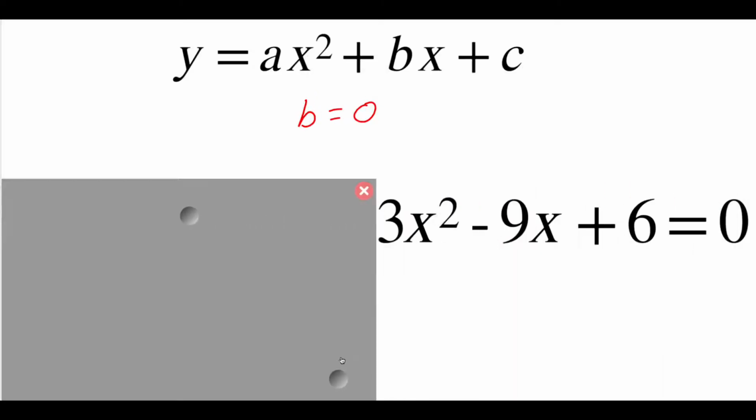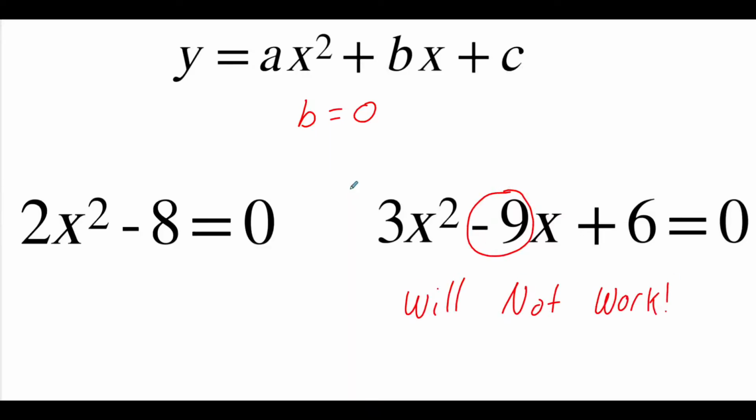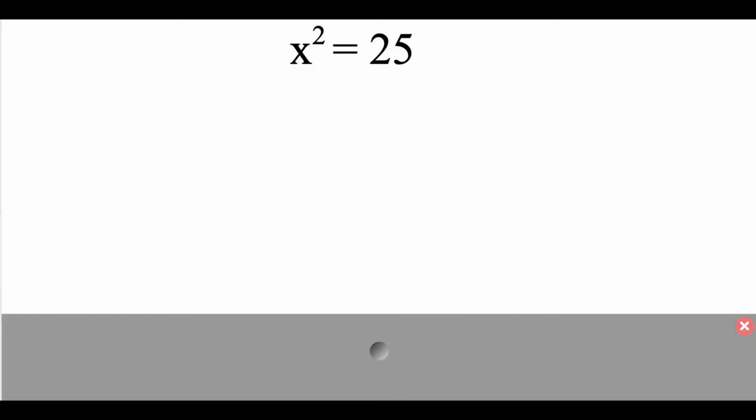So, if you've got an equation like 3x squared minus 9x plus 6 equals 0, this one won't work using the square root method because the b value isn't 0. But if you've got an equation like 2x squared minus 8 equals 0, notice there is no plain x in there, so the b value is 0, so this one we can do the square root method on. So now let's talk about how the square root method works.